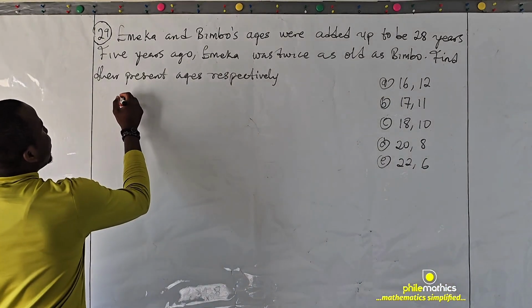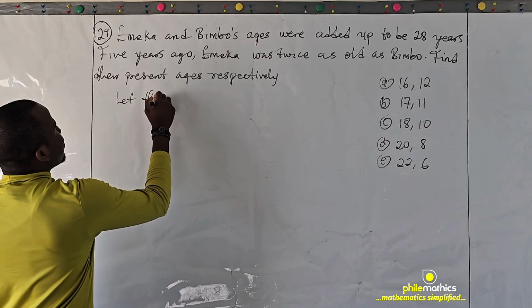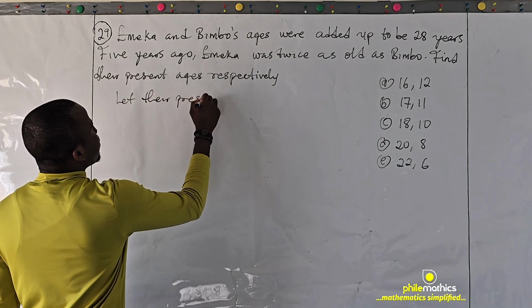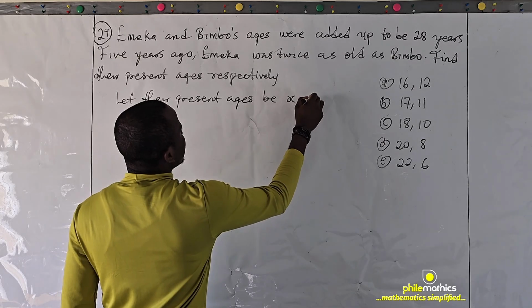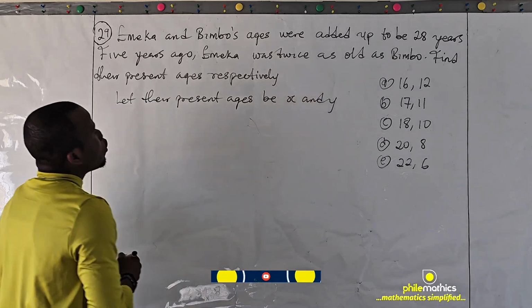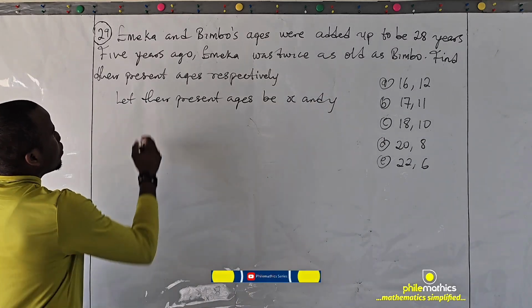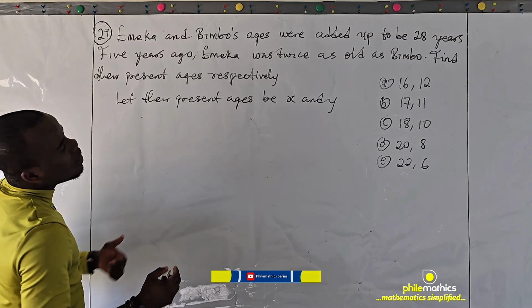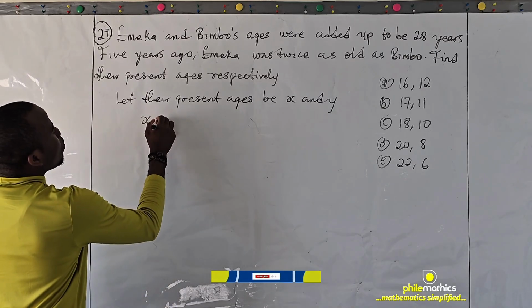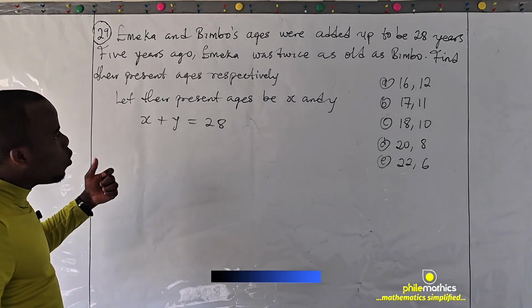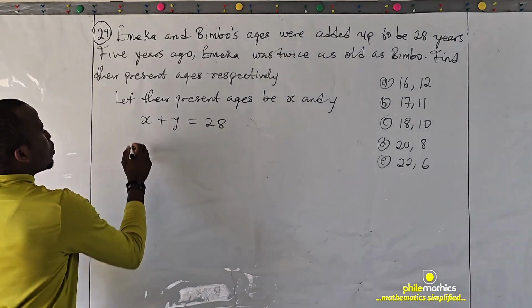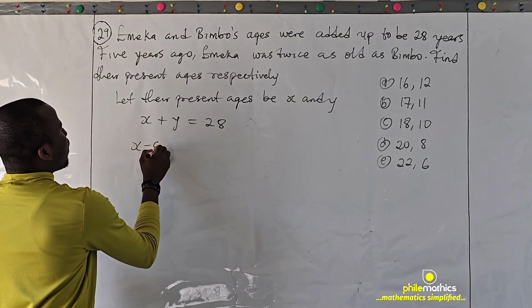So we start by saying let their present ages be x and y. And so since their age is added up to be 28, x plus y is 28. 5 years ago, Emeka was x minus 5.